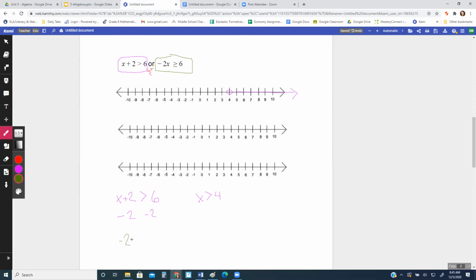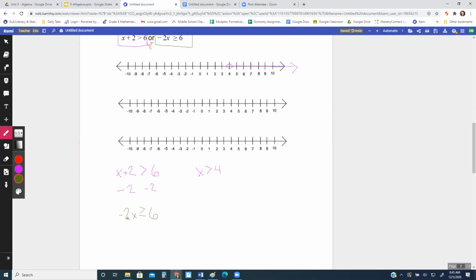Okay. On this one, I'm going to have -2x is greater than or equal to 6. Again, this is all well and good, but I really need to get it just having the x be alone. So I'm going to divide both sides by -2. Now I need to remember that multiplying or dividing by a negative is another way of saying the opposite of. Like -x is really just saying the opposite of x. And if x is +3, then the opposite of +3 is -3. And if x is -4, well, the opposite of -4 is +4.